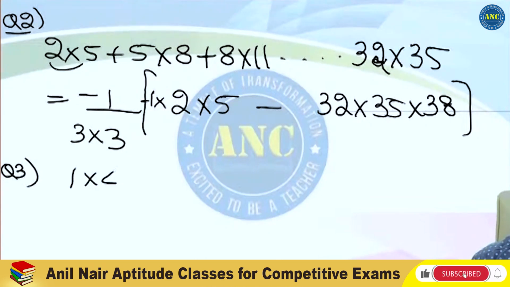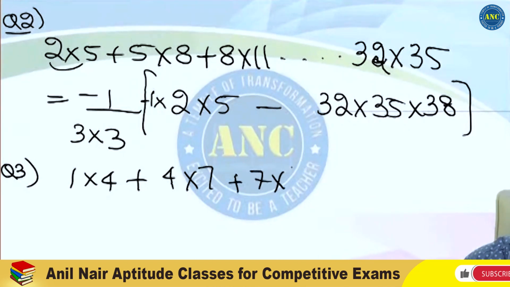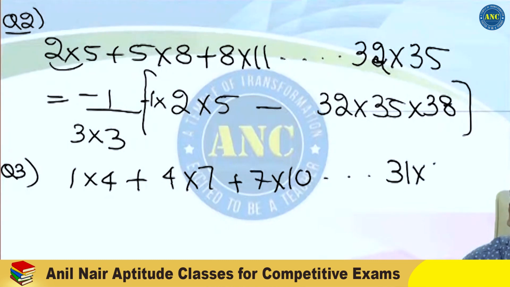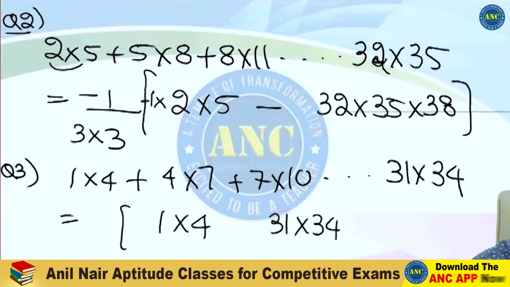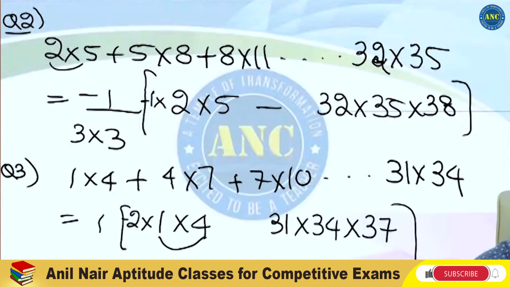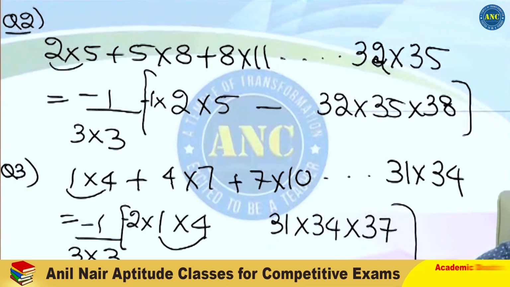1 into 4 plus 4 into 7 plus 7 into 10 and so on up to 31 into 34. Please don't use a pen. These are nothing but 1 into 4 and 31 into 34. The difference is 3. 3 units to the left of 1 is minus 2, 3 units to the right of 34 is 37. 1 by the difference between two consecutive values, 3. Two numerical values are becoming 3 numerical values. Minus, minus. I hope the idea is clear.